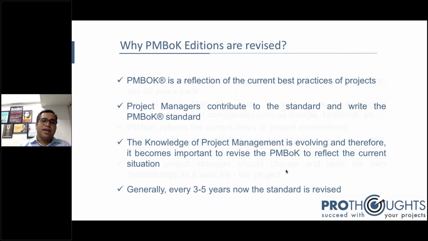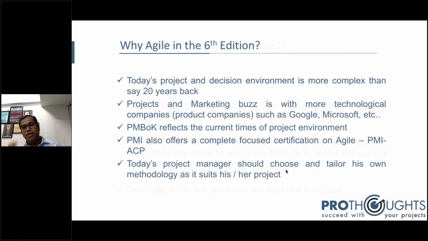So why Agile in the 6th edition? A very valid question. Why? Because if I see now, a lot of things have changed from 20 years back to this stage. The project management environment, which I also call the decision environment, has become more complex than what was there 20 years back. The pace of life, the pace of decision making, has increased manifold.